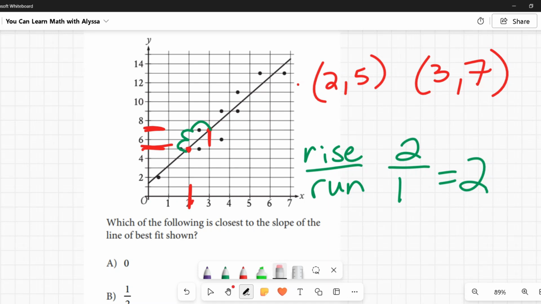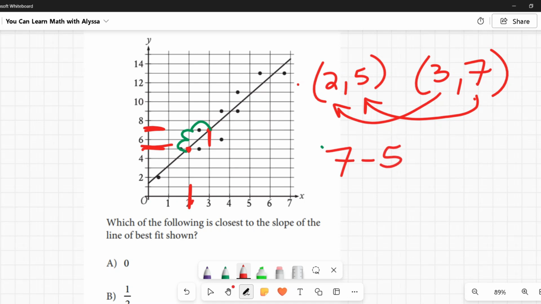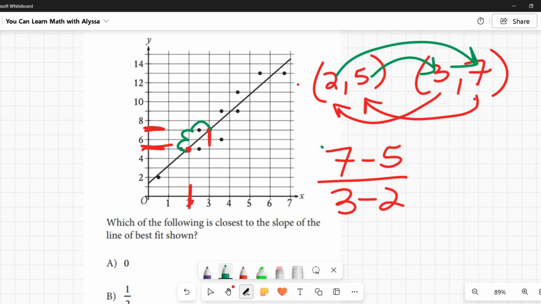If you do the change in y over change in x equation, you start with either one of these points. It does not matter which one. I'm going to start with the one on the right and subtract the one on the left. Change in y goes on top, so 7 minus 5, and on the bottom, 3 minus 2. I absolutely could have chosen to do 5 minus 3 over 2 minus 7. You will get the same answer.